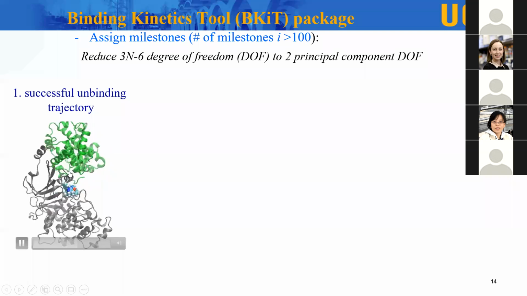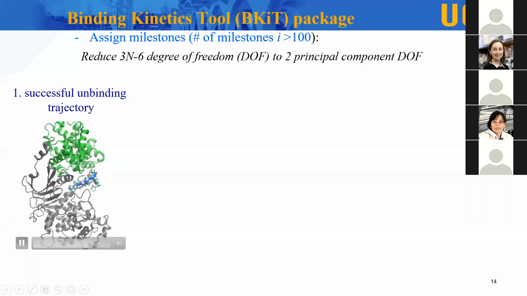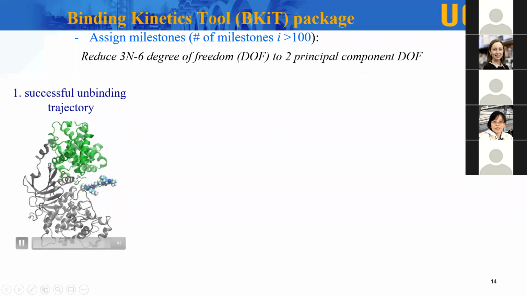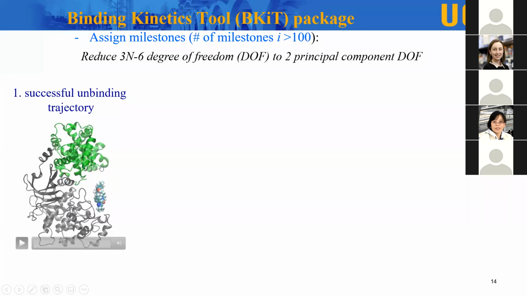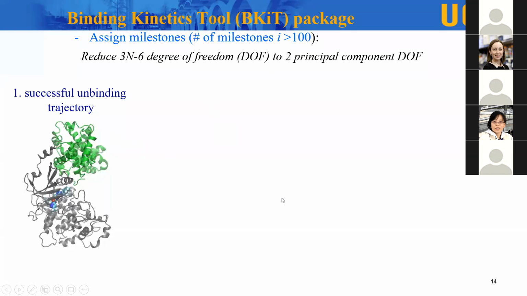You see a lot of sidechains in motion, the alpha helix is in motion, some loop is in motion here. So it's very hard or impossible to just use a sphere. So it's not going to work because it simplifies the whole system too much. But you cannot also consider all X, Y, Z since there are too many degrees of freedom to assign milestones. So what do we do?